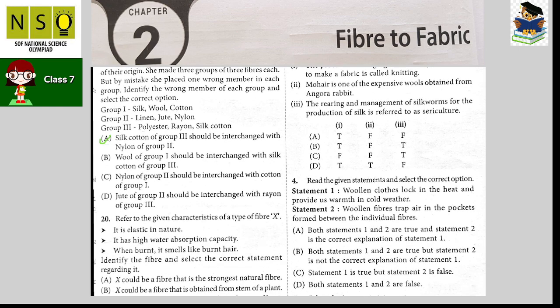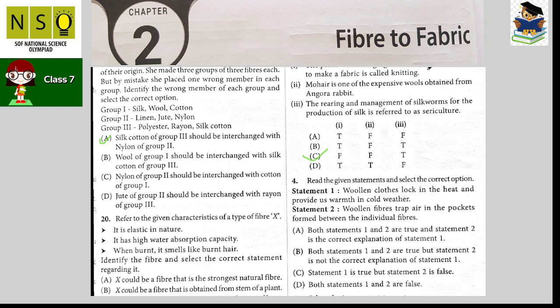The third question says, read the given statements and select the option that correctly identifies them as true and false. The statements: 1. The process of arranging two sets of yarn together to make a fabric is called knitting. 2. Mohair is one of the expensive wools obtained from Angora rabbit. 3. The rearing and management of silkworms for the production of silk is referred to as sericulture. We find that option C is the correct answer, in which the first and second are wrong and the third one is true.